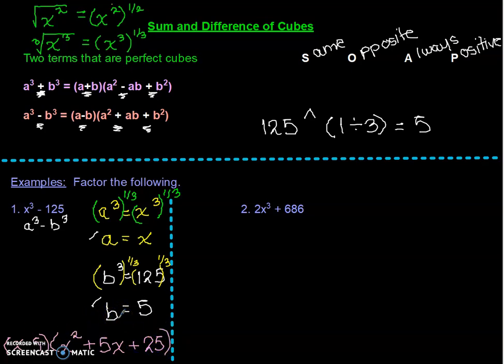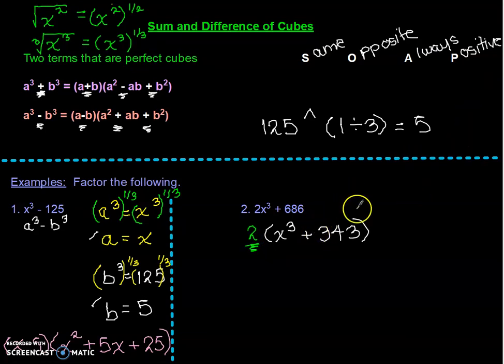Number 2 is similar, but if you look at it, the two terms are even numbers, which means I can factor 2 out first. If I factor 2 out of 2x to the third power, I'm left with x to the third power. If I divide 686 by 2, I'll get plus 343. So just like in the other tutorials, when I have my GCF, I'm going to underline it so I remember to bring it down with my final answer. In the parentheses is what I'll be factoring.